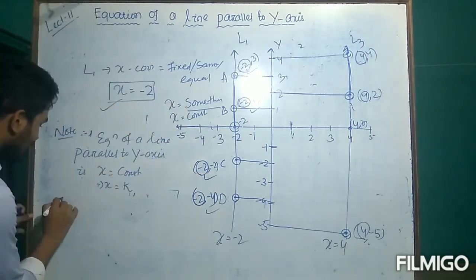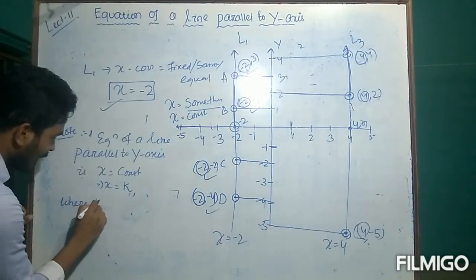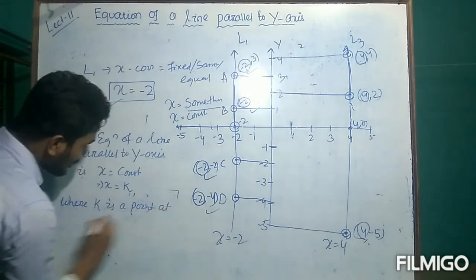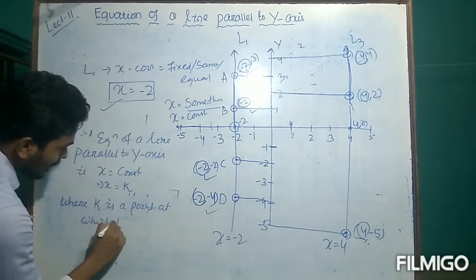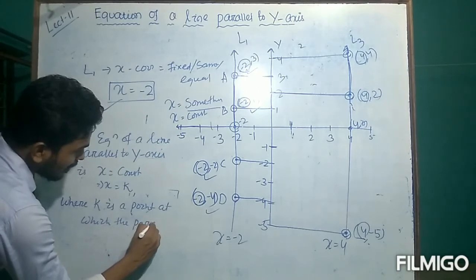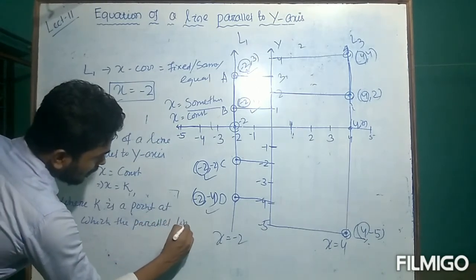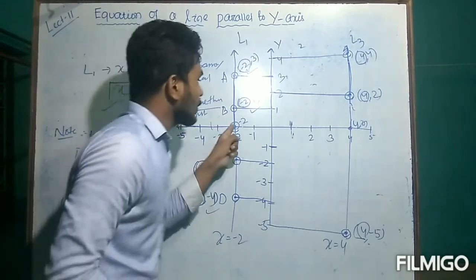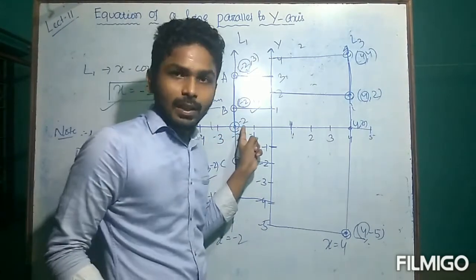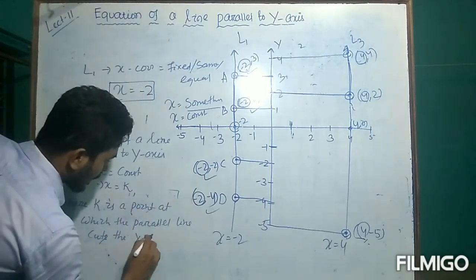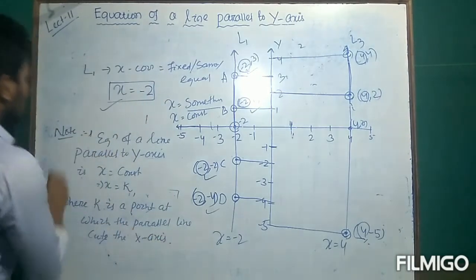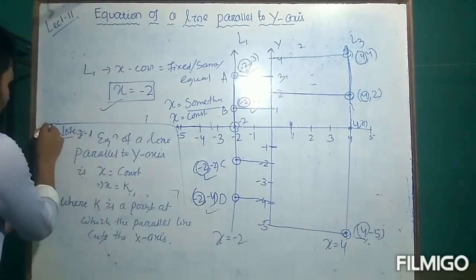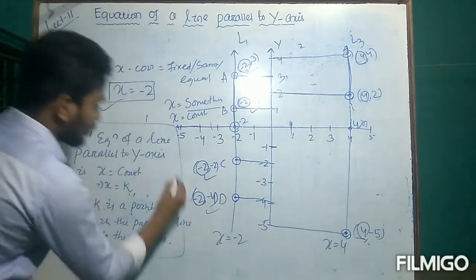k is a point at which the parallel line cuts which axis? Which axis should it cut? It should cut the x-axis. Understood? So this is note 2 and the previous one is note 1.